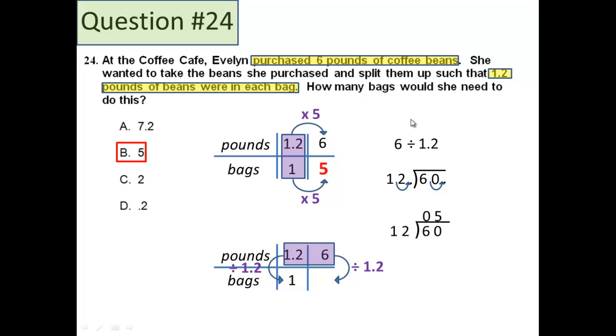And look at that. 6 divided by 1.2, it's right up there. The answer is still 5. Okay, no matter which way you do your ratio table, it's going to work out for you, I promise. Just go one step at a time, read the question carefully.